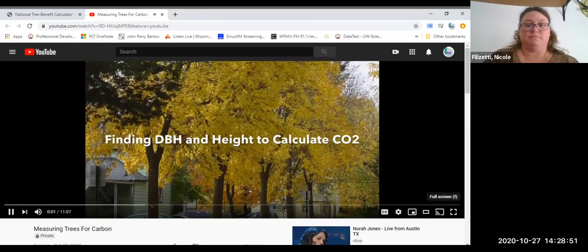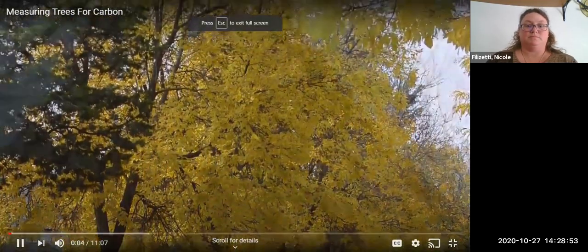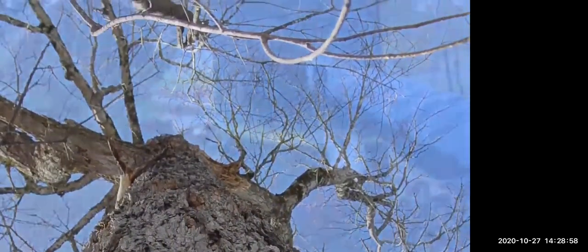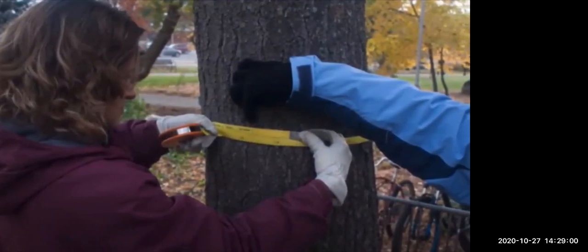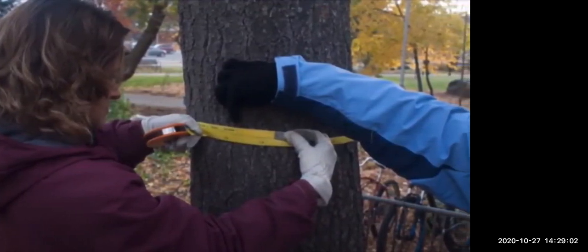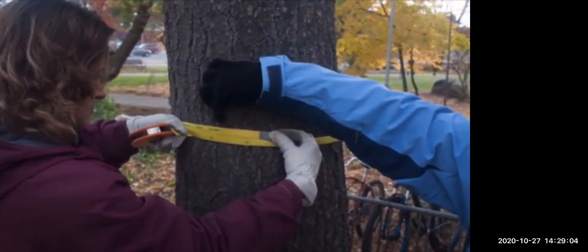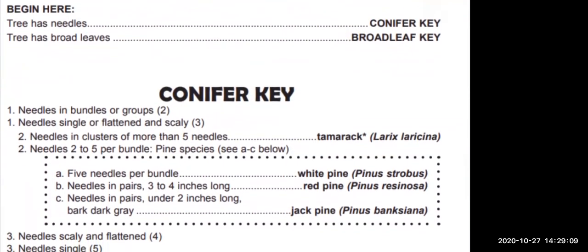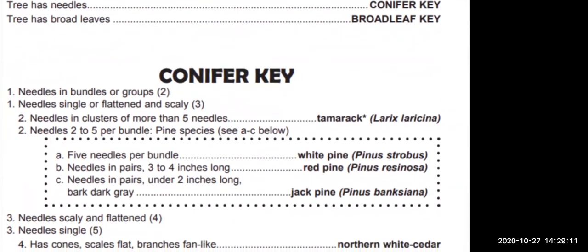When we're measuring a tree to calculate how much carbon it's storing, we're looking for 2 measurements, height and diameter. When measuring trees, diameter is referred to as diameter at breast height, or DBH. If we want to get more detail about the tree's usefulness, it's helpful to know the type of tree we're measuring, but it's definitely not necessary. Just knowing whether it's a deciduous tree or a coniferous tree is enough if you don't know what kind it is.